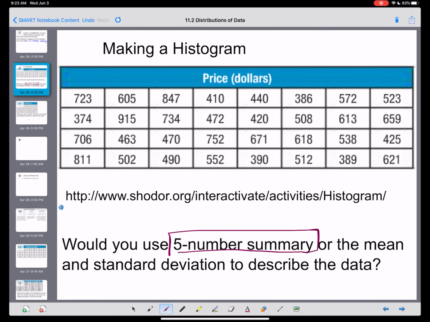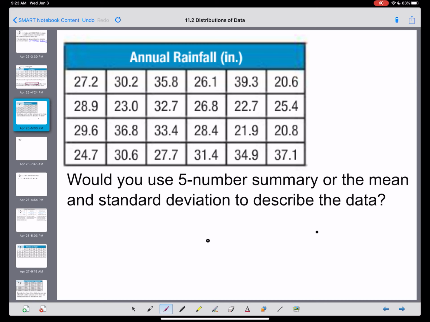All right, we can do the same thing here. And once again, if it's symmetric, we use mean and standard deviation. If it's skewed, 5-number summary. I'm just going to move on. We don't really need to worry about that.